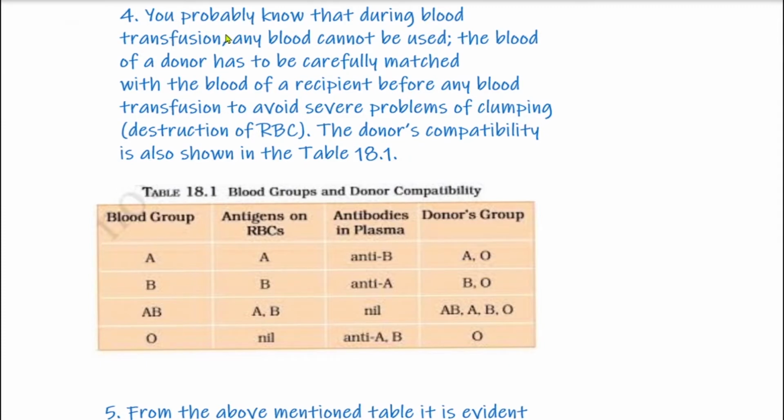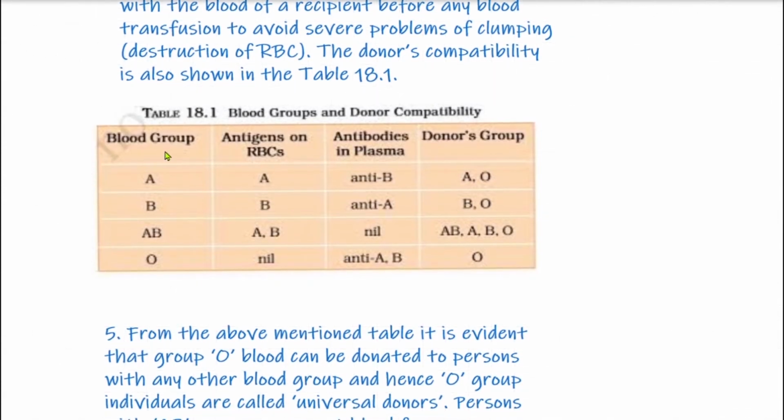Now students, you probably know that during blood transfusion, any blood cannot be used. The blood of a donor has to be carefully matched with the blood of the recipient before any blood transfusion, to avoid severe problems of clumping, meaning destruction of RBCs. The donor's compatibility is also shown in this table. Now students, I will explain again. If a person has A blood group, his RBCs will carry A antigen, but his blood will carry antibodies against B antigen, which are called anti-B.